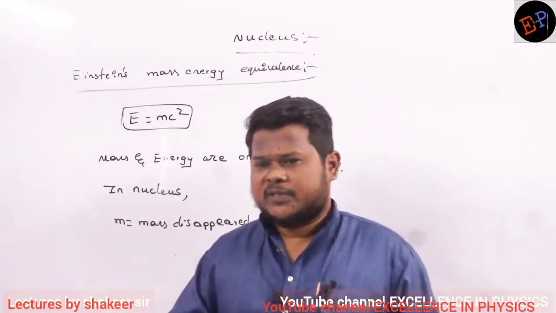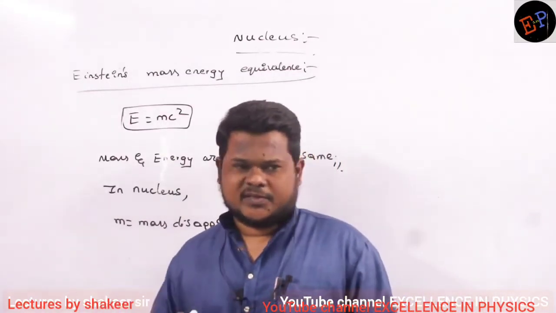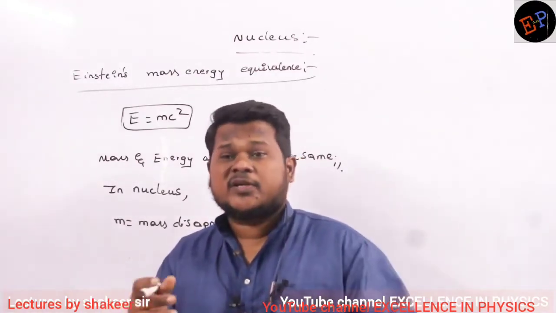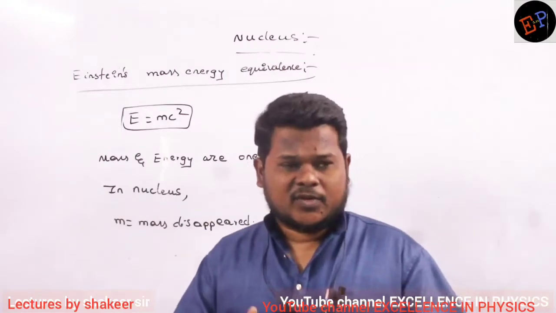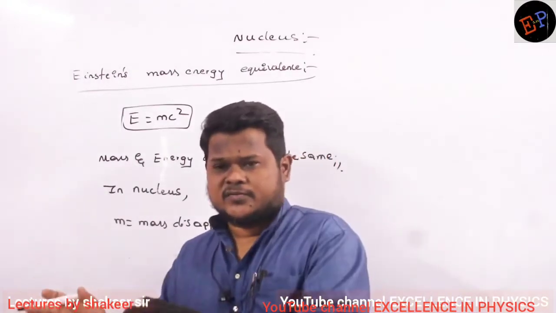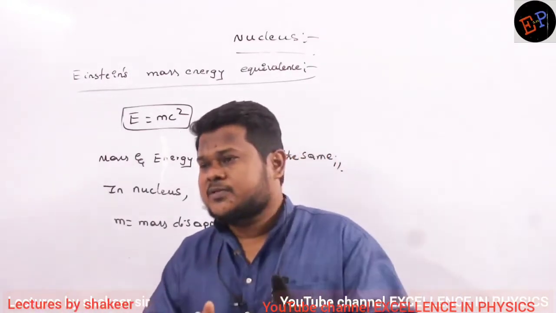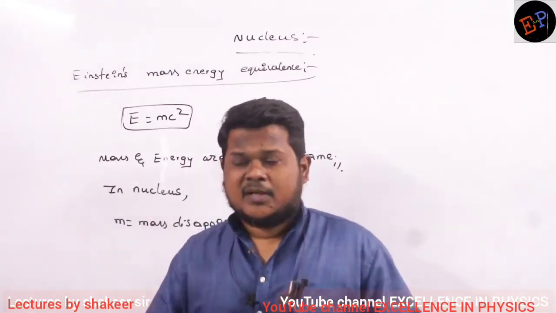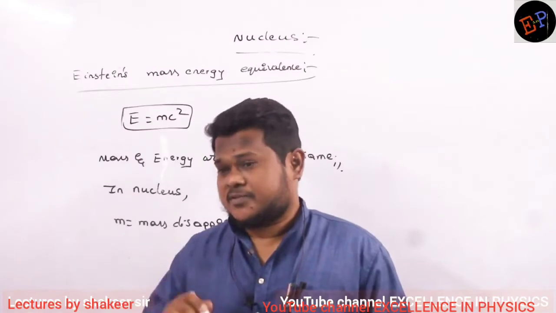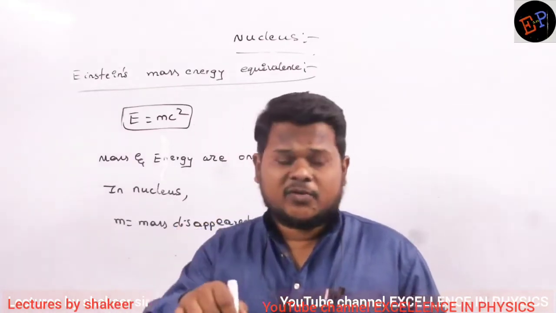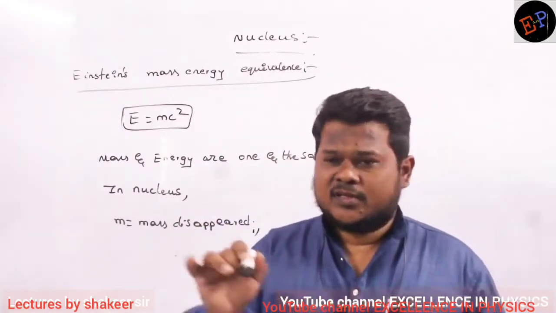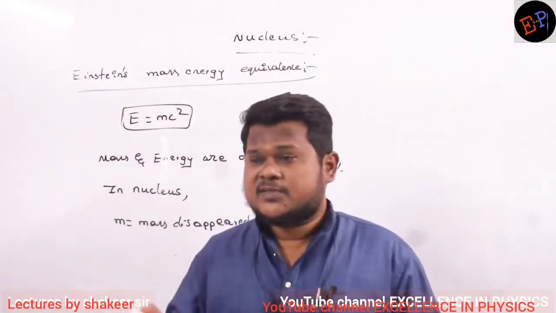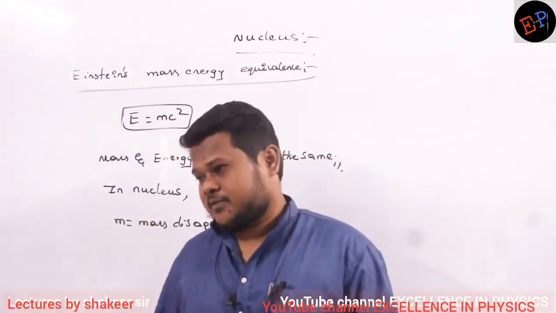So 6 protons will be there and 6 neutrons will be present in C-12 isotope. If you count the mass of protons individually and the mass of neutrons individually, how many protons are there? 6 protons and 6 neutrons. Are you able to understand? And you take the mass of carbon nucleus. In carbon nucleus also, how many protons are there? 6 protons are there, 6 neutrons are there. But the mass of this combined nucleus is always less than the individual particles.